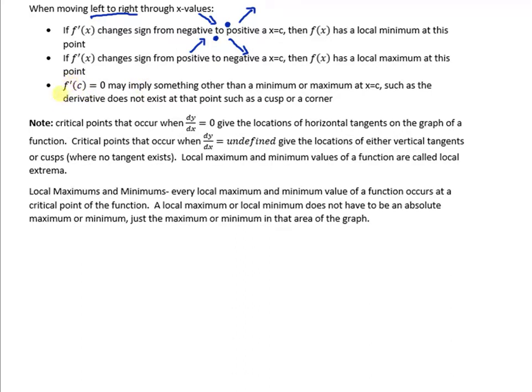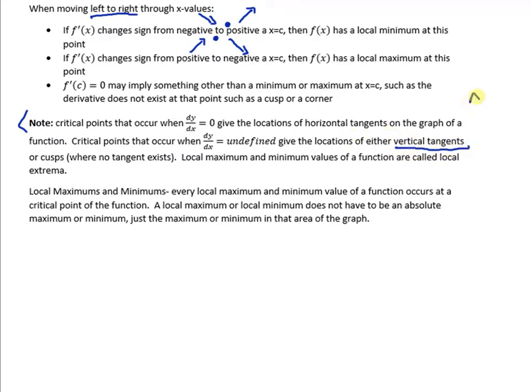Anywhere that the derivative of f at c equals 0 may imply something other than a minimum or maximum at x equals c, such as the derivative does not exist, or at this point there might be a cusp or a corner. So just note, critical points occur when the first derivative equals 0, and this gives us locations of horizontal tangents on the graph of the function. Critical points that occur when the derivative is undefined give us locations of either vertical tangents or cusps.